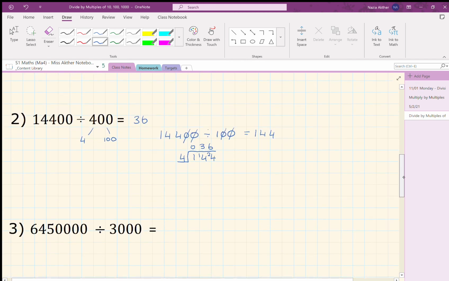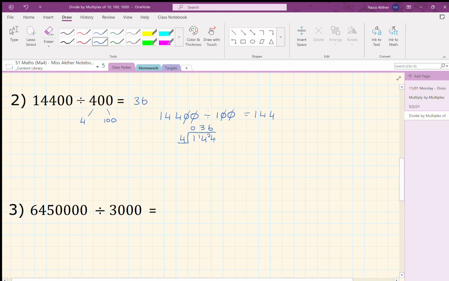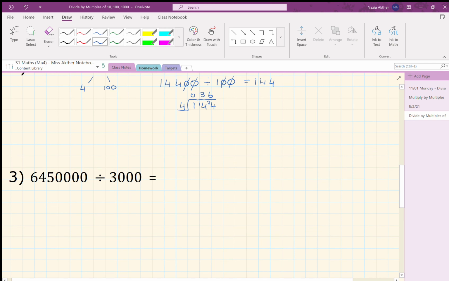Let's look at one more example. This time we've got the number 6,450,000 divided by 3,000. Again, we're going to split our divisor, 3,000, into 3 and 1,000. And we divide the 6,450,000 by the 1,000. So because 1,000 has 3 zeros, we take away 3 zeros from our number.